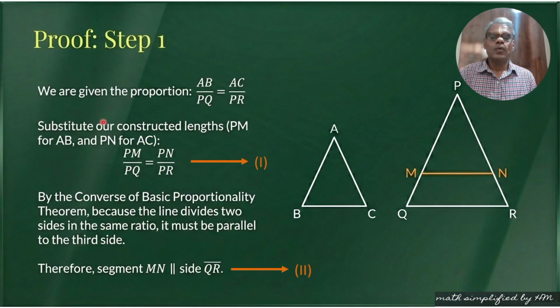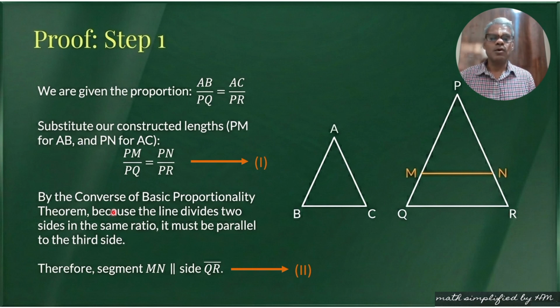prove this first. We are given the proportion AB upon PQ is equal to AC upon PR. Substitute our constructed lengths PM for AB and PN for AC. We get PM upon PQ is equal to PN upon PR. See in the diagram, triangle PQR, we now have PM upon PQ is equal to PN upon PR.